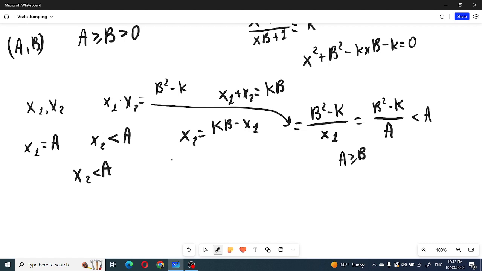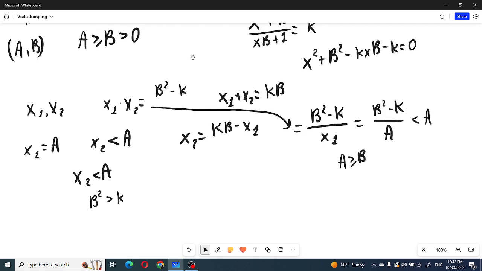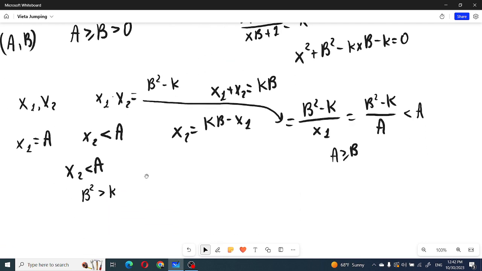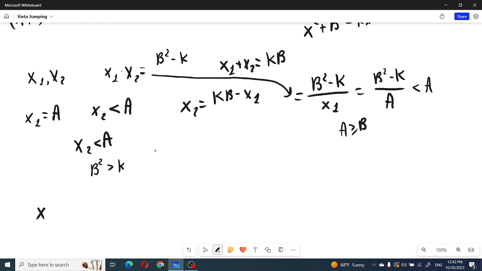To show this one, we need to use the fact that b squared must be greater than k. And clearly this is correct, because otherwise we get the contradiction that b squared divided by ab plus 1 must be less than k. And now we can write that equation: x2 squared minus k times b times x2, then plus b squared minus k. And for this one, this is clearly more than 0 if x2 is a negative number.